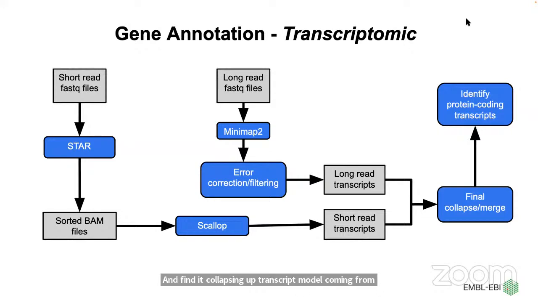For long reads, we take data from PacBio and ONT platforms, and this data is aligned to the genome using Minimap2. We do error correction and filtering of the output, and this output gives us the long read transcripts, which along with the short read transcripts are collapsed and merged. Now these transcript models are validated against the known protein coding genes, and this is done via Diamond, which is just used to align the transcript models to the experimentally validated protein sets, so as to infer whether the transcript model that we have predicted is valid or not.